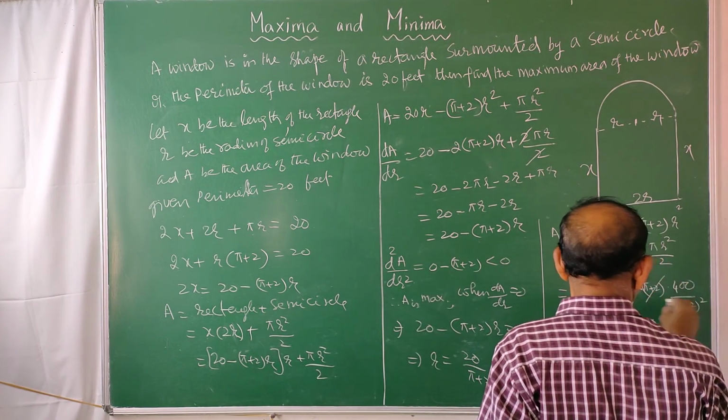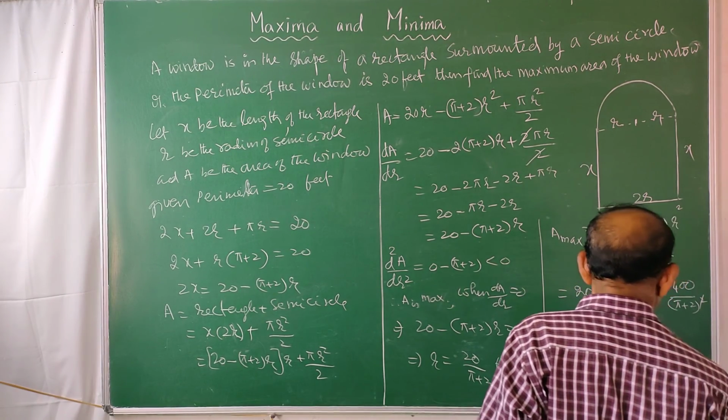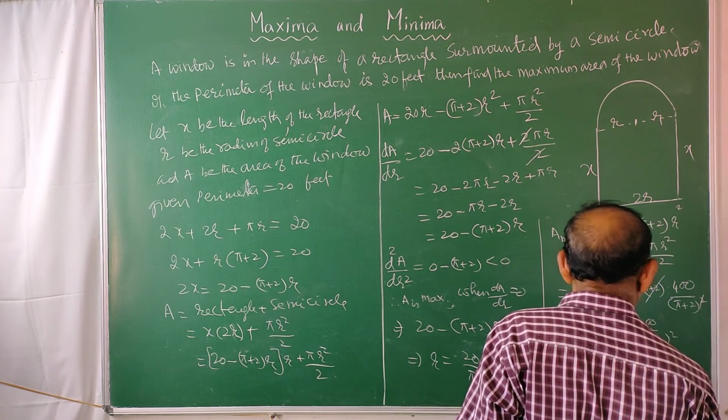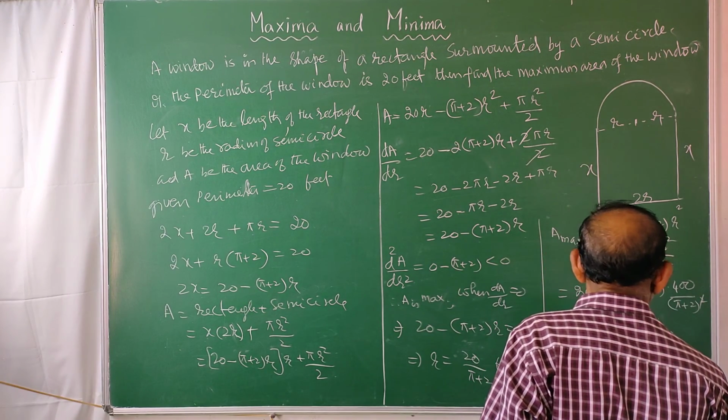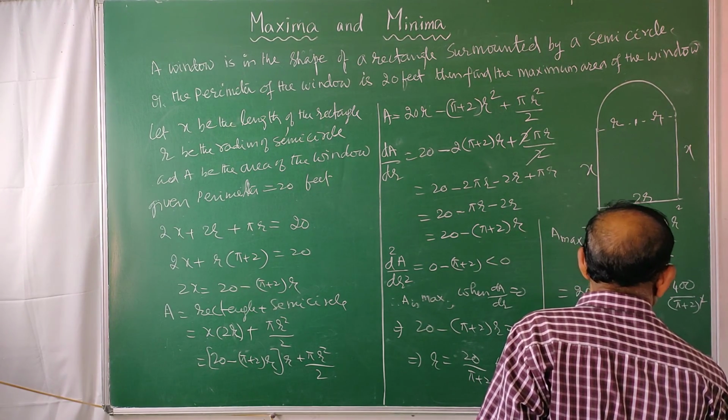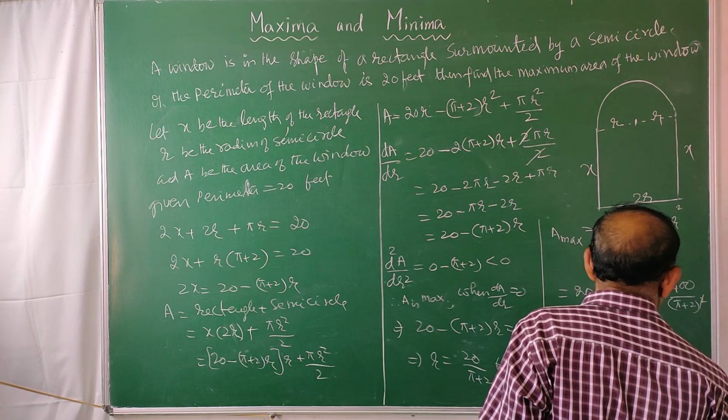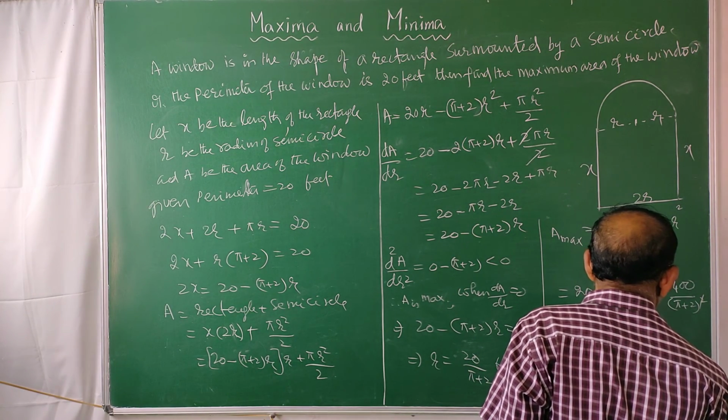Here you can cancel pi plus 2, so that you need not write this one. 400 by pi plus 2 plus 400 pi by 2 into pi plus 2 whole square.